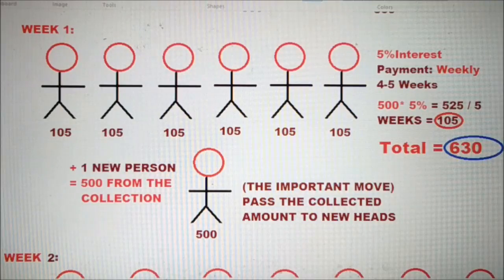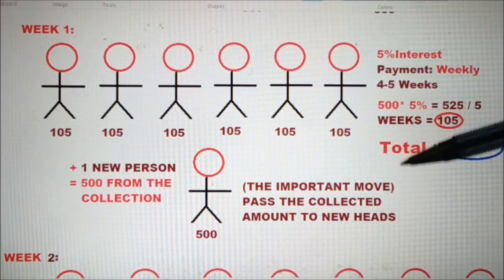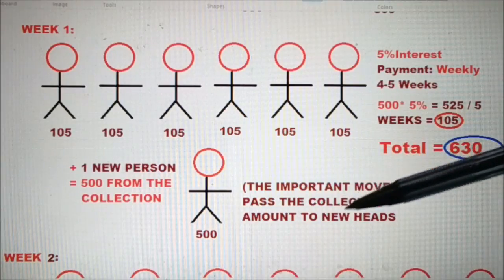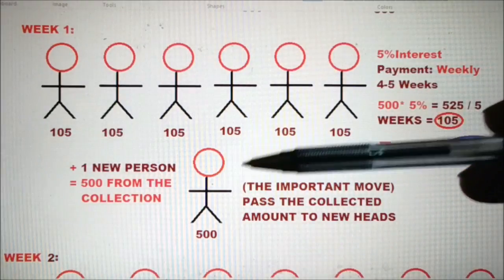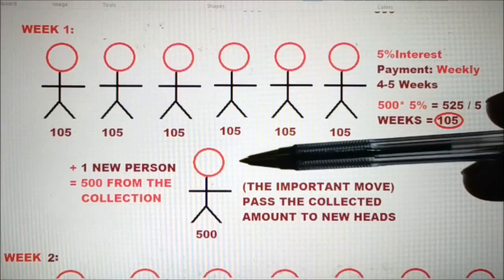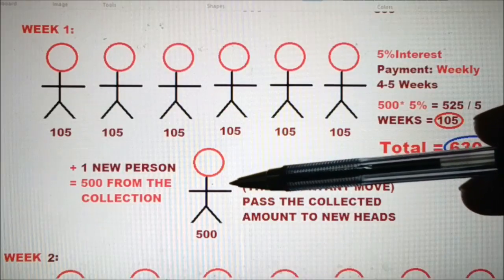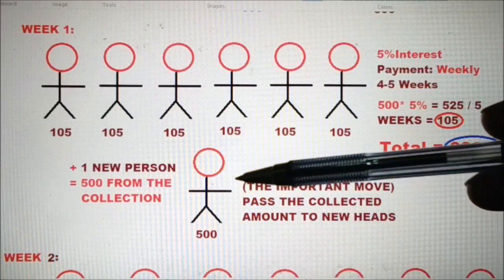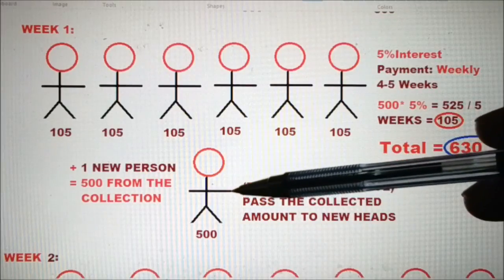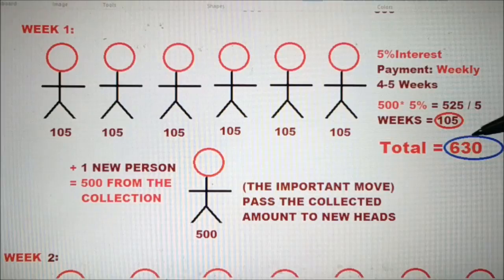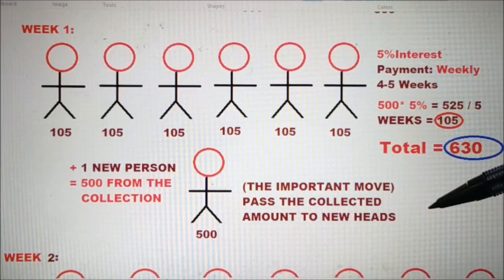The main technique and the secret method of this is the most important move, which is to pass the collected amount to new heads. So, on the first week, after we collect the first payment, we add one new person or head. So, we will distribute another 500 from the collection. So, we are left with 130, because we have an additional head.